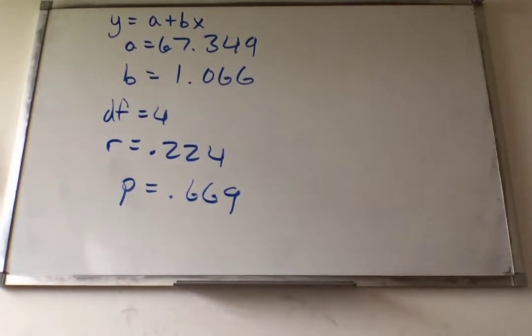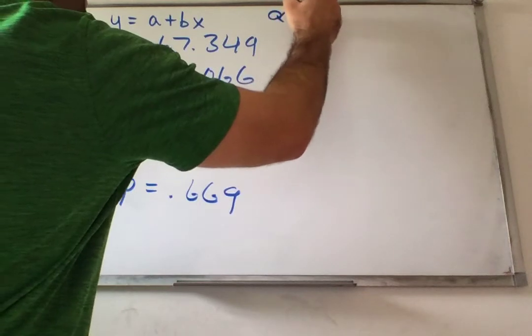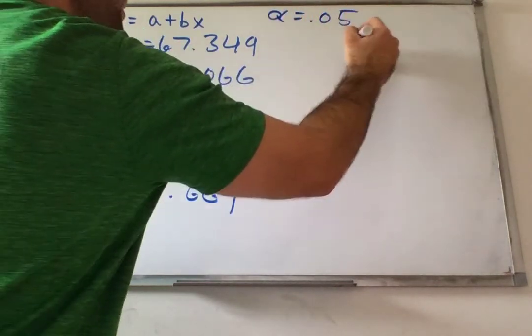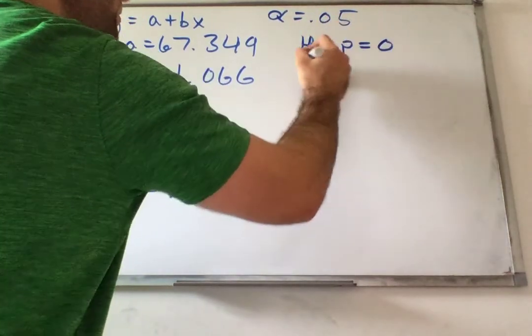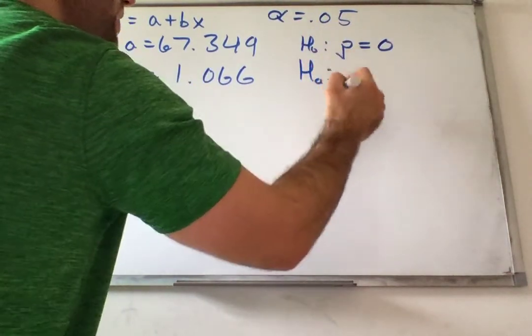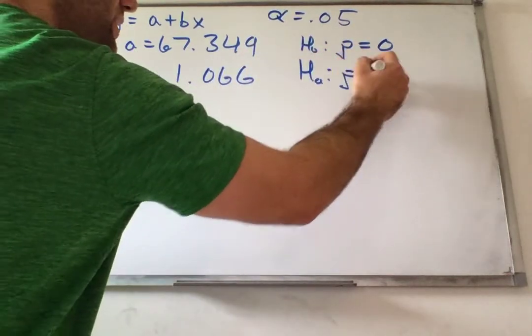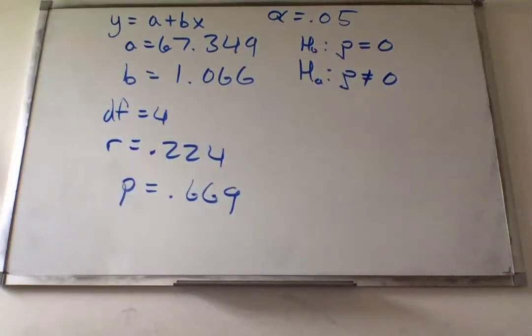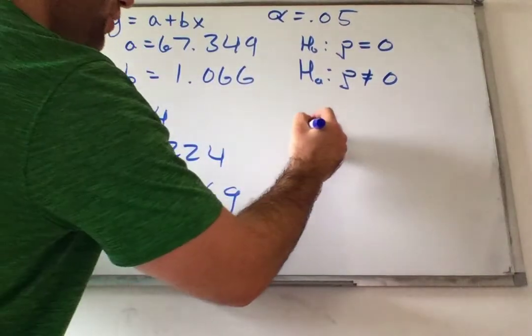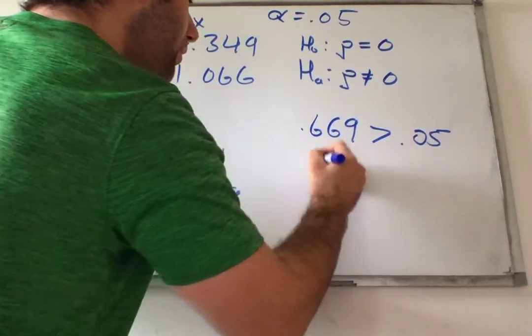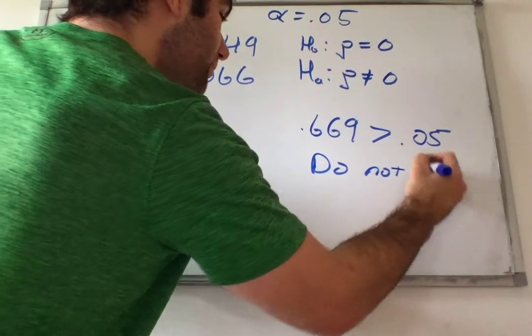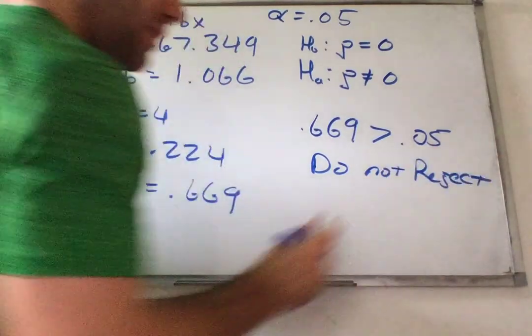Alright, so now if we're still doing this at alpha equal to 0.05, our null hypothesis is still the population correlation coefficient is equal to 0, and then our alternative hypothesis is it's not equal to 0. Comparing the p-value, 0.669, well, that's greater than my alpha value. We do not reject. And that's not surprising.